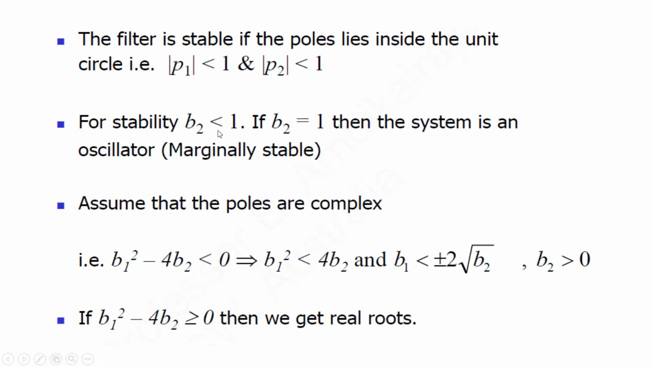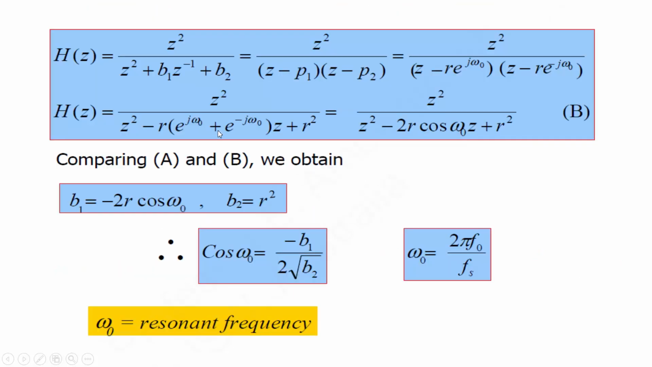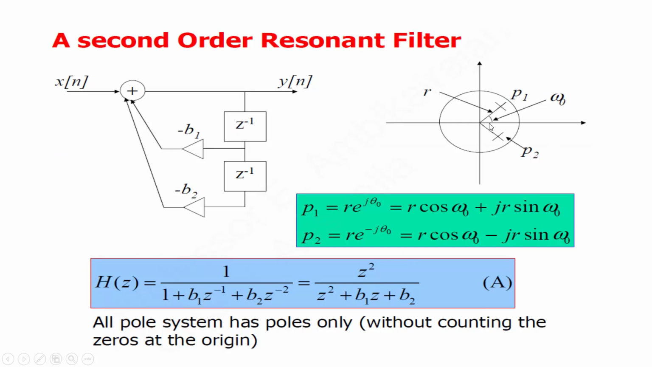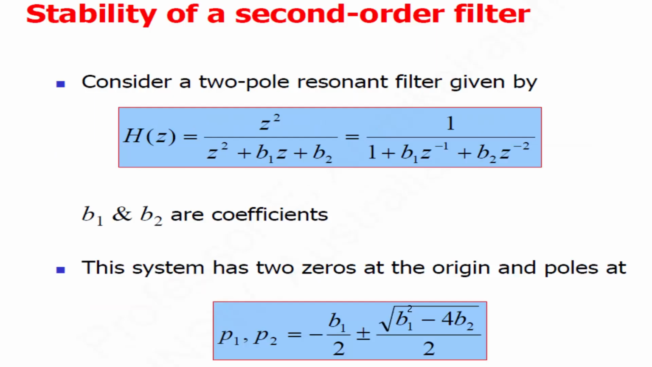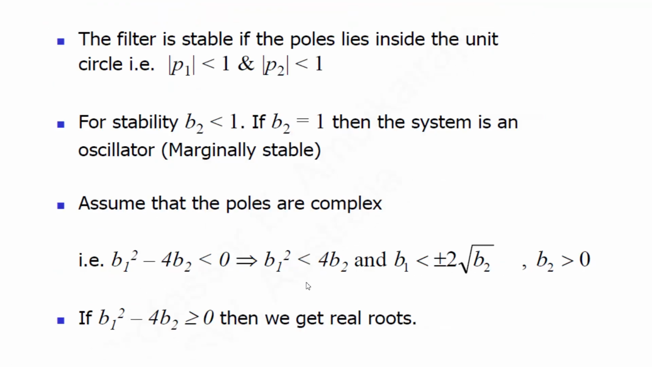Now for stability, B2 has to be less than 1. Why? Because B2 is R square. B2 has to be less than 1 because R is the distance from the origin to the pole location. So it has to be inside the unit circle, therefore R has to be less than 1, and therefore B2 has to be less than 1. Now if B2 is equal to 1, that means R is also 1. In that case, the system becomes marginally unstable, and that will lead to an oscillator.